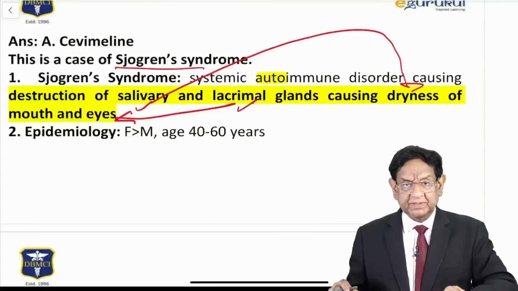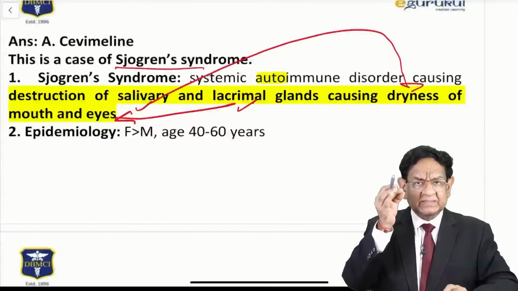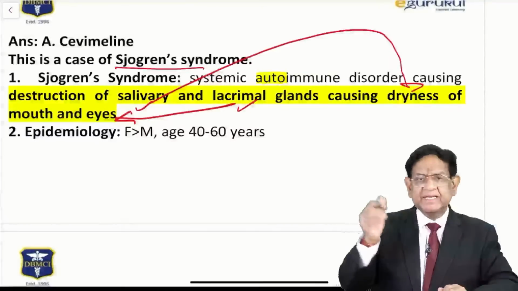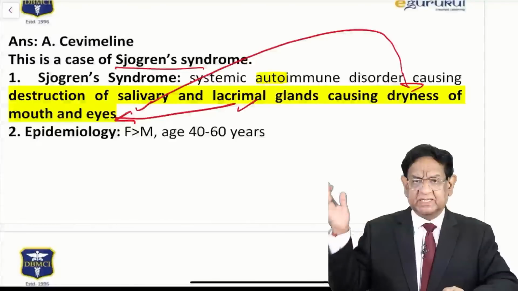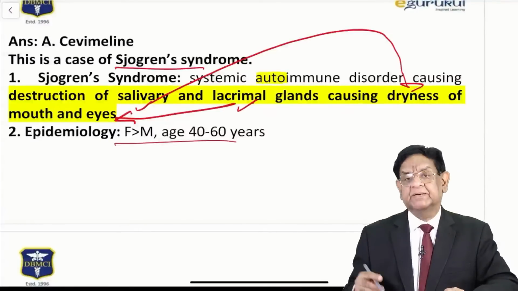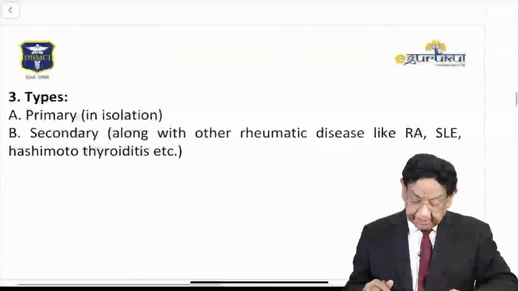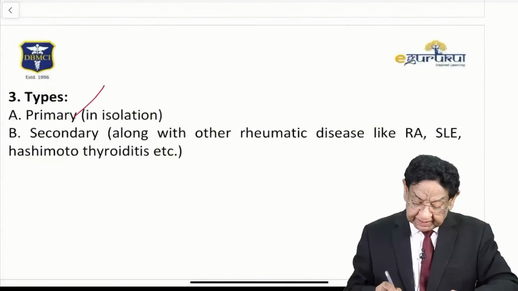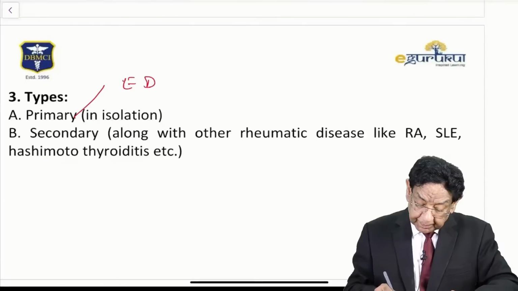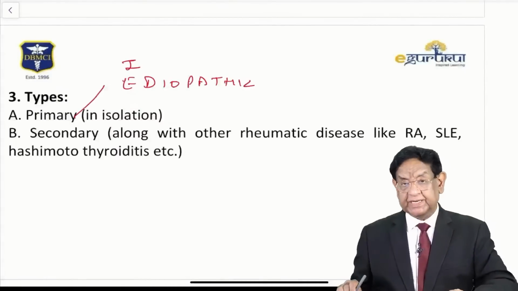If you talk to this patient and ask what the problem is, he will say, doctor, it feels like some dust particle has entered my eyes, and he will keep on rubbing them all the time. It's a classical history that we get in Sjögren syndrome. The mouth is totally dry, much more in females, commonly 40 to 60 years of age. This can be primary, in isolation, that is idiopathic. Some books write it as idiopathic.